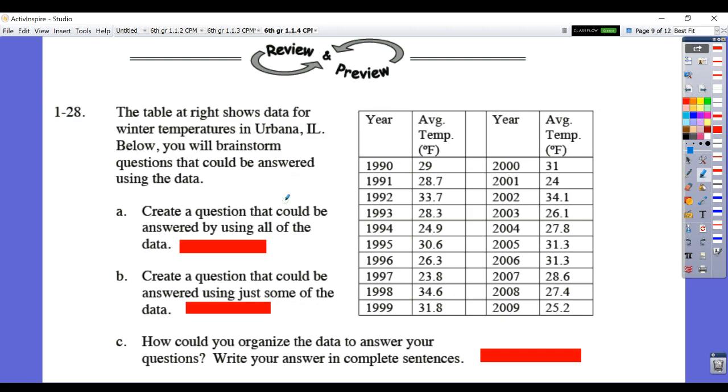So the difference between A and B is that A wants you to look at all of the data, and B wants you to only look at some of the data. Again, you're creating the question and finding the answer.